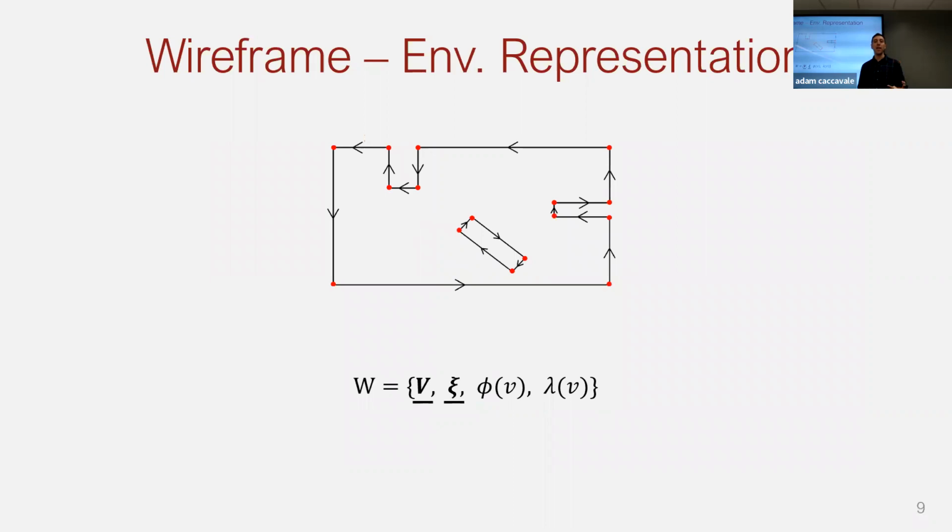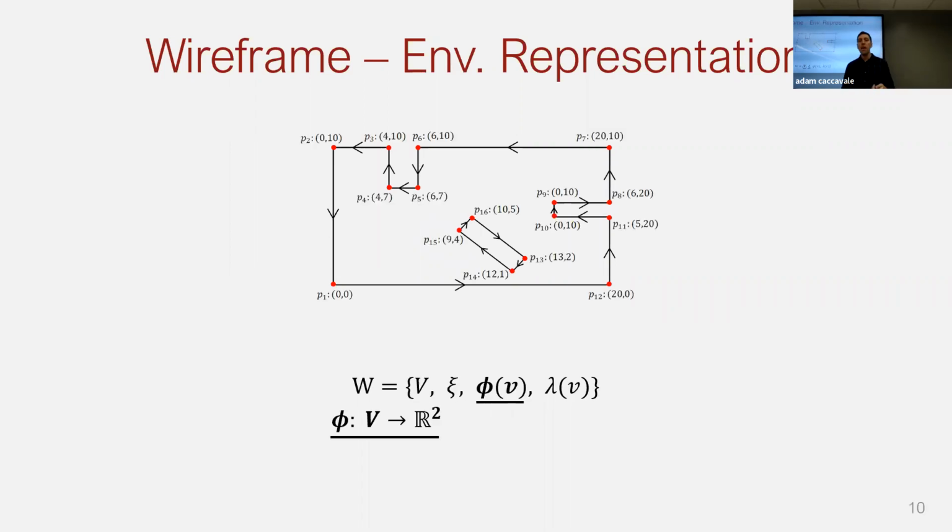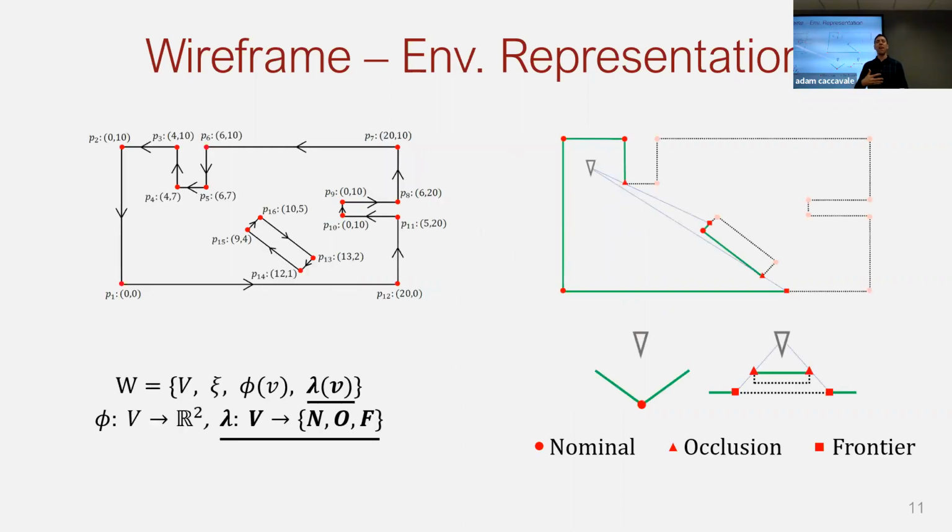Mathematically, a graph is simply a collection of vertices and edges that connect these things. So in the wireframe, these vertices are going to correspond to corners in the environment, and the edges, in this case directed edges, are going to represent walls between the corners. Now, it's an embedded graph because each of these corners is embedded in R2, meaning there's an actual physical location, so an XY coordinate associated with each. In addition to the embedding, each vertex also has a label. This is going to be either nominal, occlusion, or frontier.